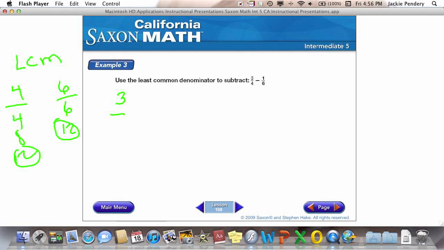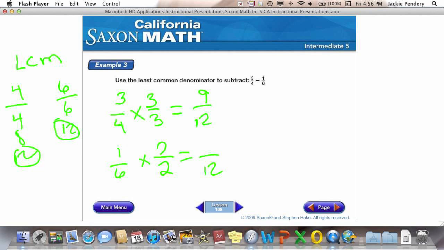So 3/4 times a fraction equivalent to 1 equals something over 12. I know 4 times 3 is 12, so I multiply by 3/3. 3 times 3 equals 9. And I do the same thing with 1/6 times a fraction equivalent to 1 equals something over 12. 6 times 2 equals 12, so I multiply by 2 halves. 1 times 2 equals 2. And now I can subtract.